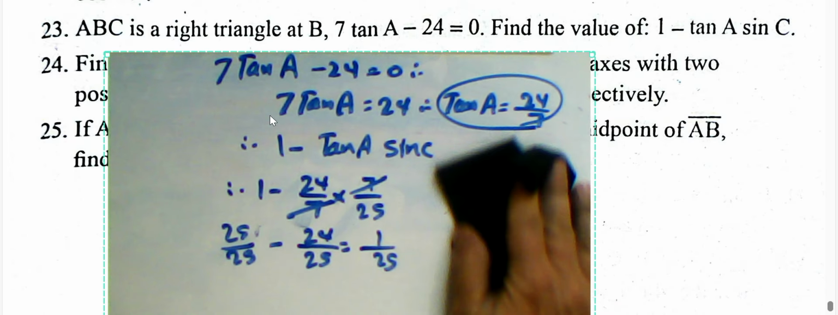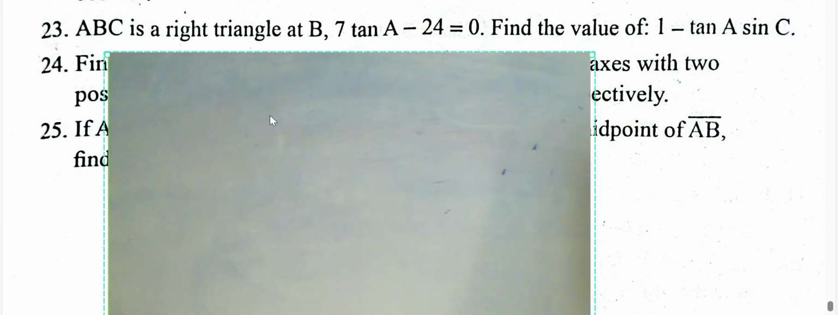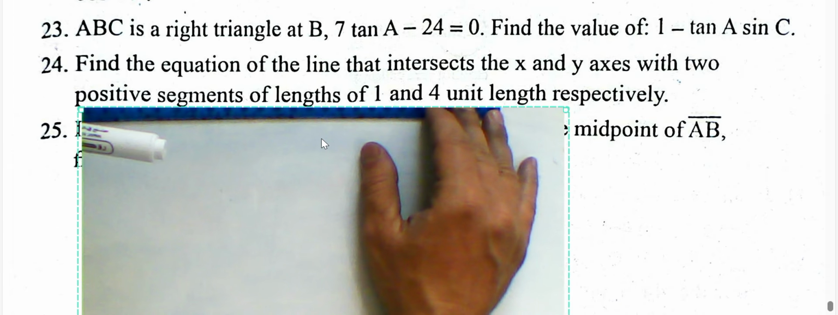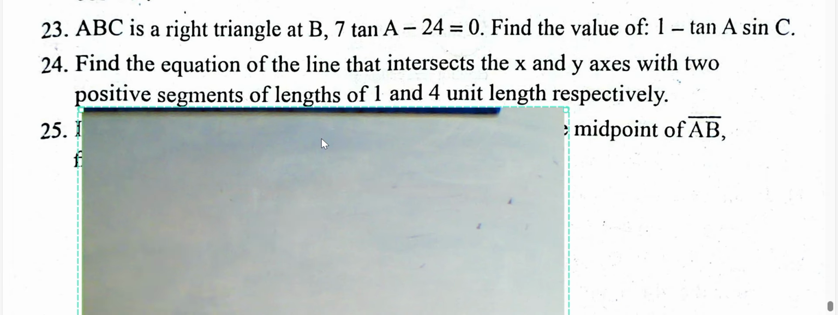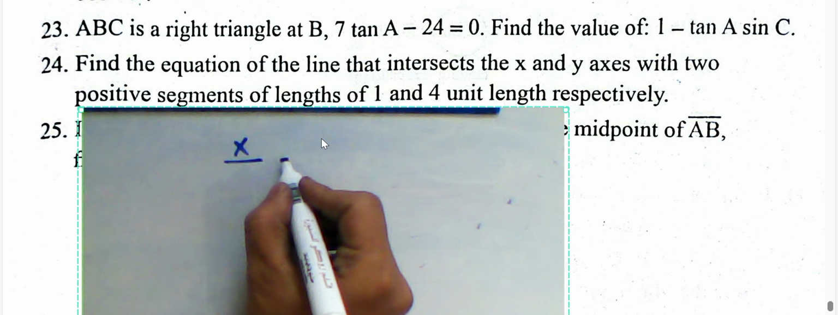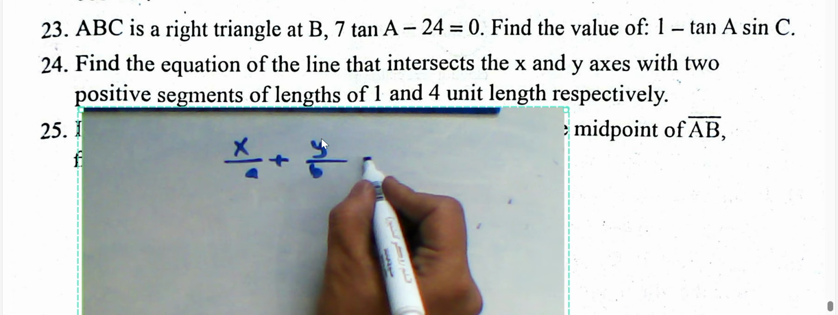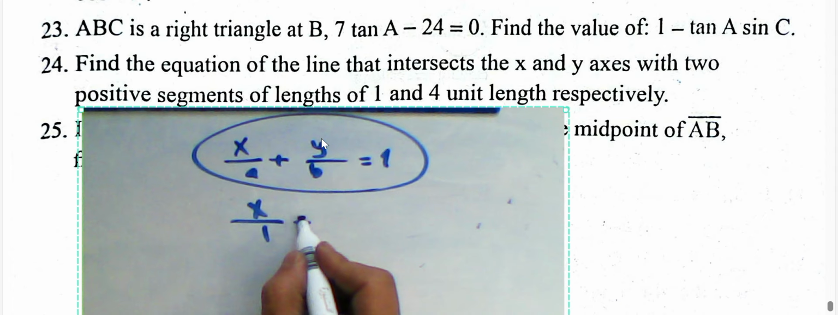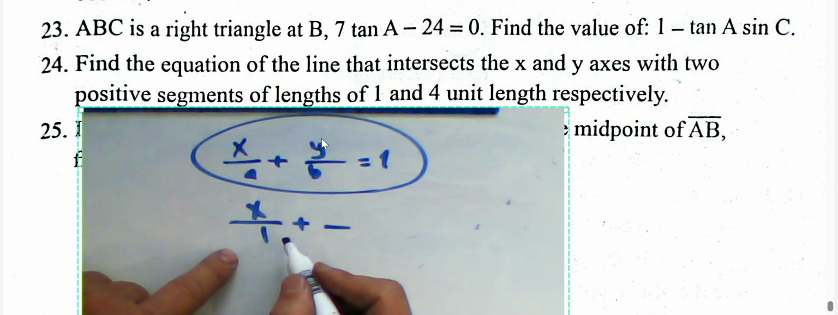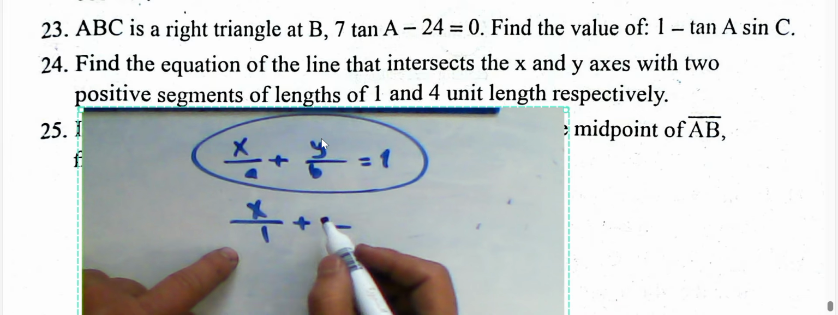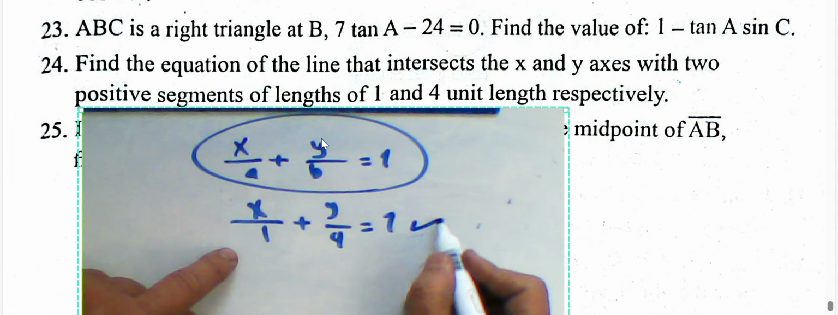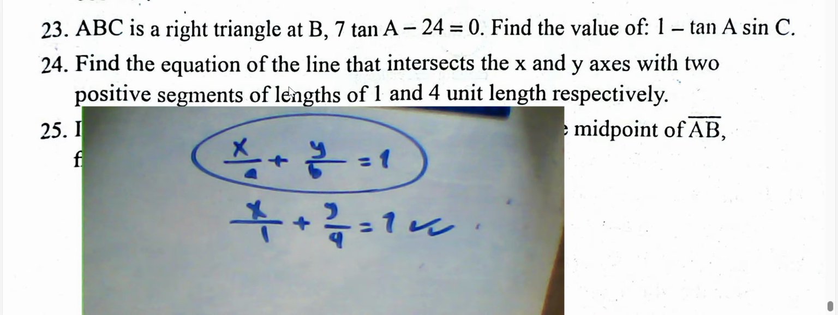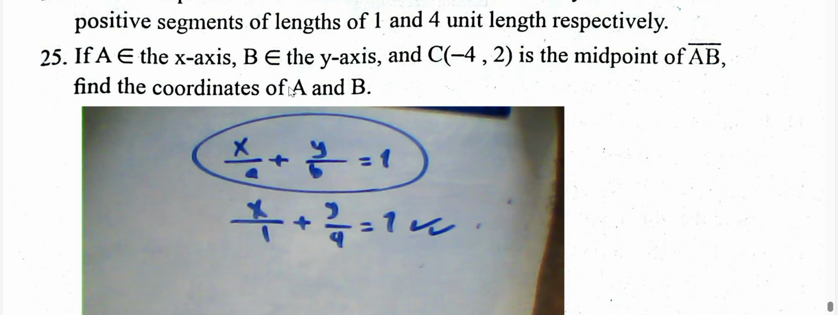Next question, number 24. Find the equation of the line that intersects the x-axis and y-axis at two positive segments of lengths 1 and 4 units. We have the equation x over a plus y over b equals 1. The x part is 1, and the line segment on the y-axis is 4 units. Then the equation will be x over 1 plus y over 4 equals 1. He wants the equation.